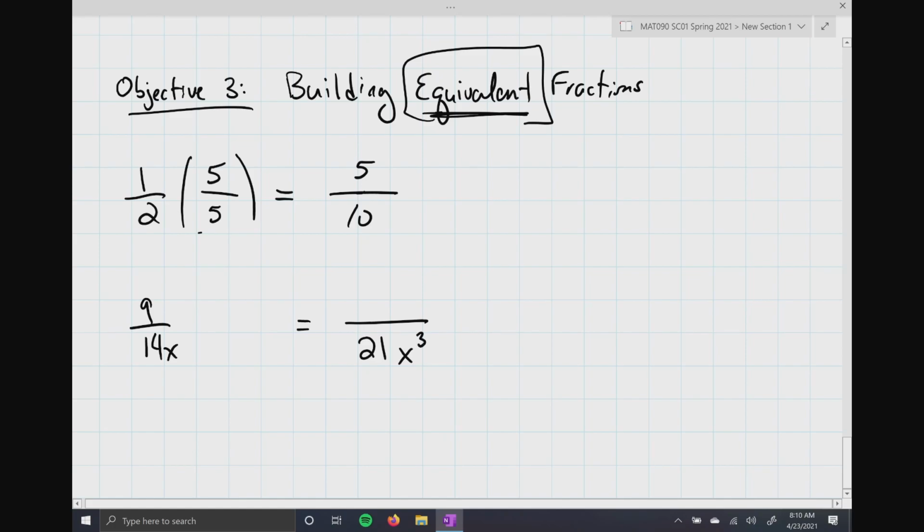And here's what I want. I need a number that I'm going to multiply this by. No matter what, the numerator and denominator have to be the same because I'm only allowed to multiply by a factor of 1. But I need 21x to the third in my denominator. What is that number? In other words, what's this fancy way that I'm going to write the number 1?